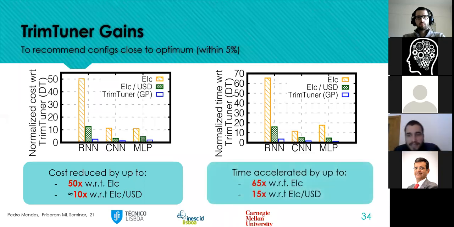In the second plot, we see that TrimTuner can speed up the optimization process by up to 65 times when compared with EIC, and 15 times with respect to the EIC per dollar.